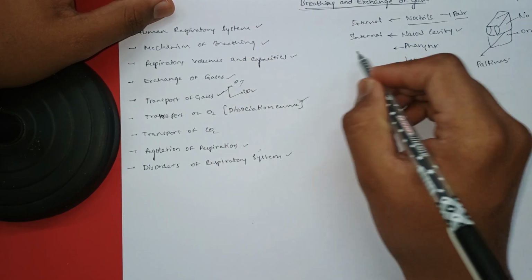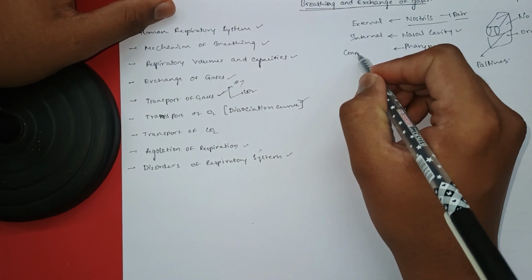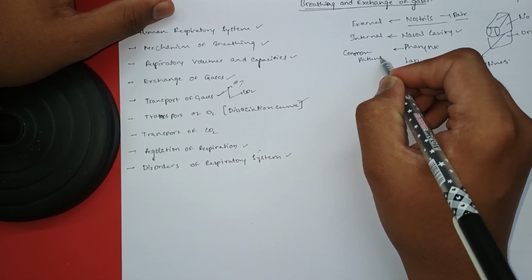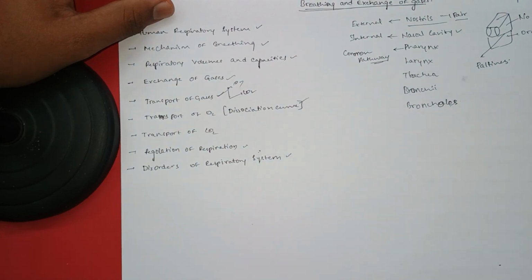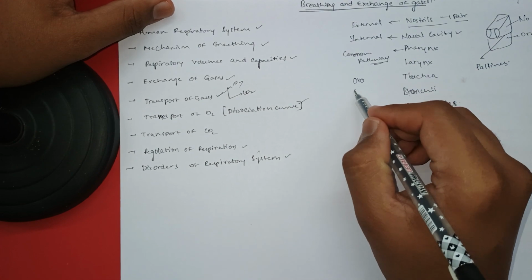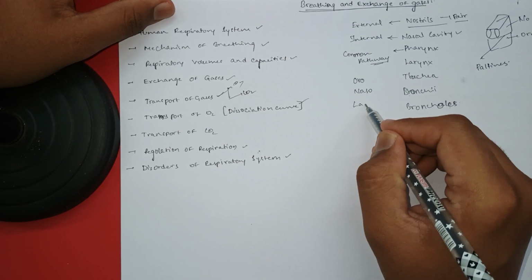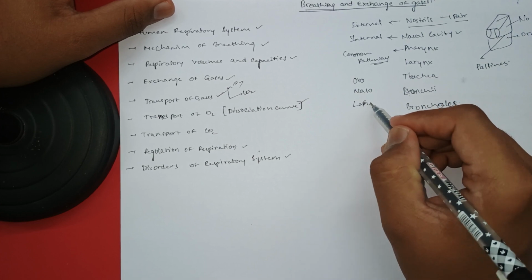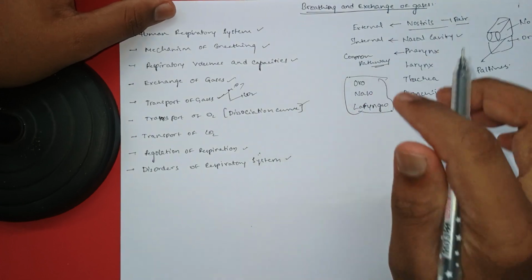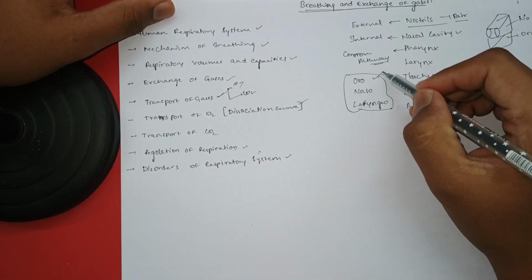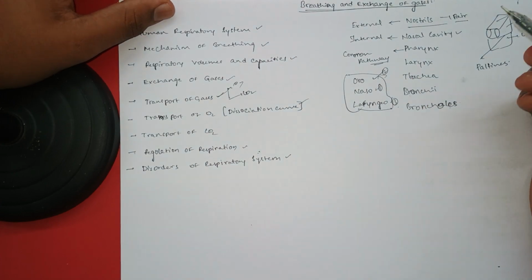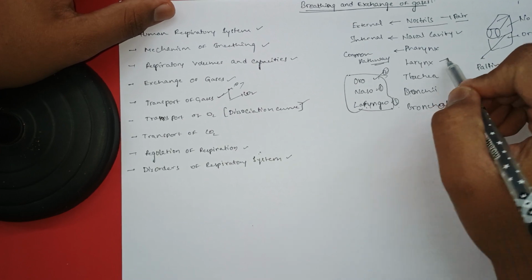Coming to pharynx. Pharynx is a common pathway between your oral cavity and nasal cavity. We have three types of pharynx. What are those? Nasopharynx, oropharynx, and laryngopharynx. This actually is not present in your NCERT, but I am telling you out of my interest. Nasopharynx comes first, oropharynx second, and the third part is your laryngopharynx. After this laryngopharynx, you will be having the larynx.